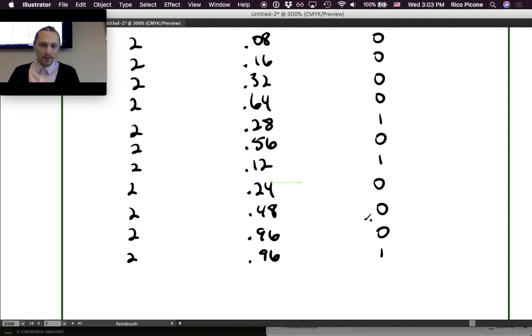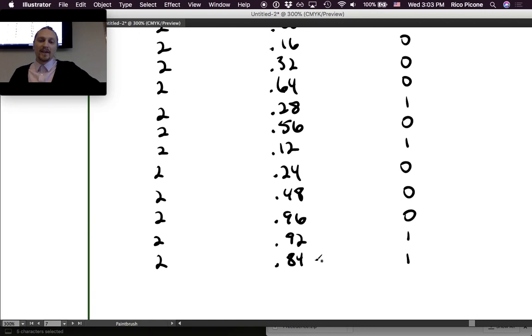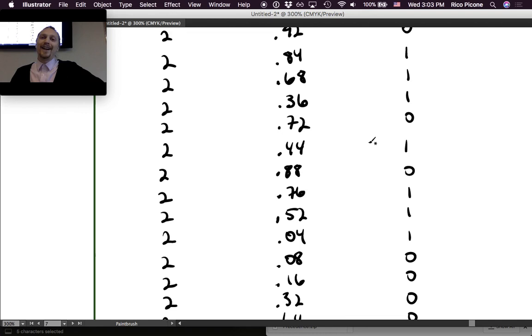2 times 0.48 should be 0.96. Yeah, no overflow. 0.92, so this would be 0.92. Good. With an overflow, 2 again would be 0.84 with an overflow. And wait a second, 0.68 times 2 would be 1.36, so 6 something. Yeah, over there. What now? 0.84. Yes. 0.84 and way up.